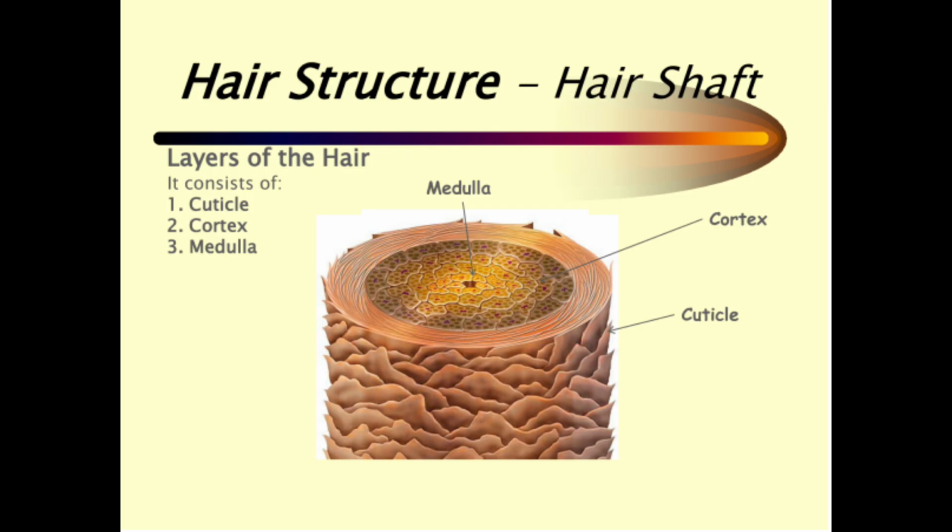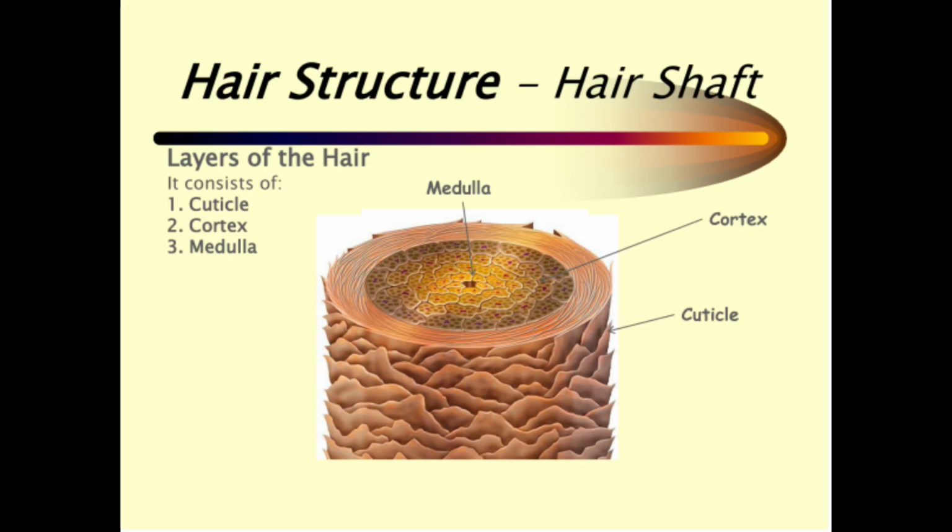Now I'm going to tell you about the structure of the hair or the hair shaft. There are three layers to the hair shaft. We have the cuticle. This is the outermost layer. It's like a protective layer made up of small scales, and these scales overlap each other. This is what's going to differentiate low porosity hair from medium porosity from high porosity.